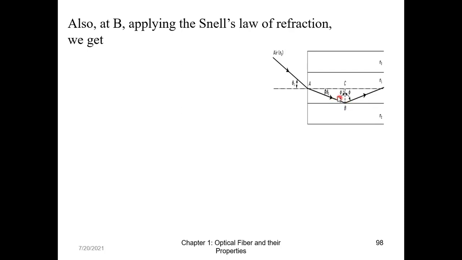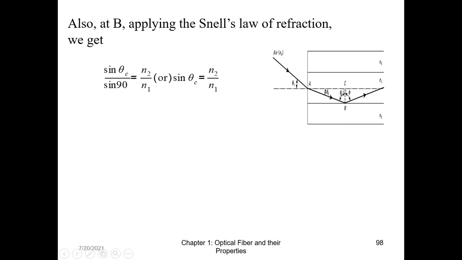So at point B I have the n1 and the n2 interface. So now we are applying Snell's law of refraction at point B. By applying Snell's law of refraction at point B, what do I get? n1 sine phi c is equal to n2 sine 90 degrees. Please make it phi always. So Snell's law is n1 sine phi c is equal to n2 sine 90 degrees.